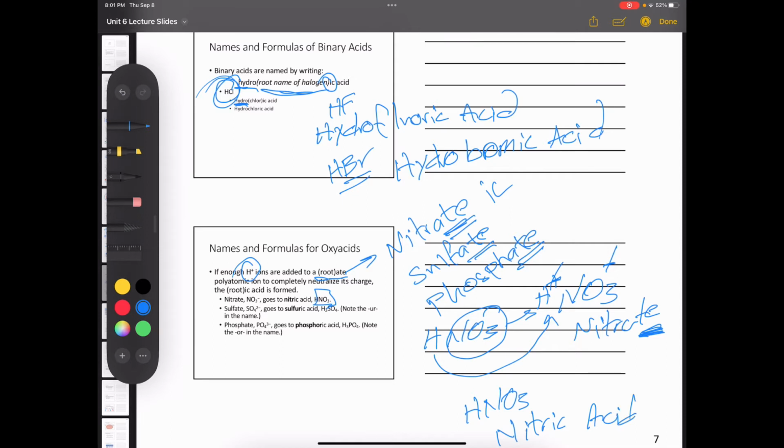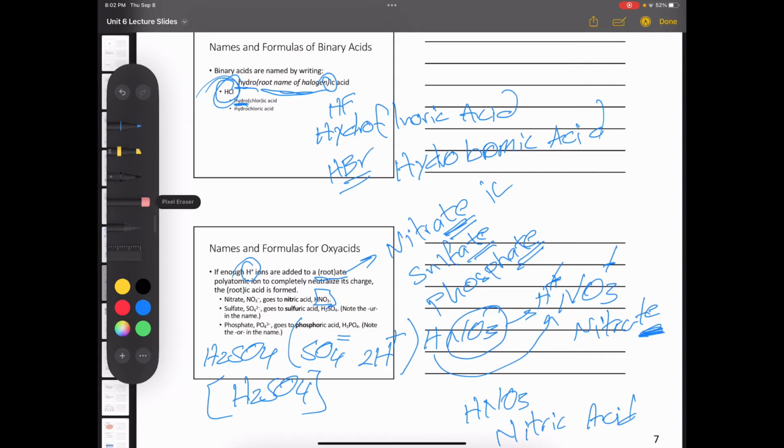Same deal with H2SO4. SO4 is the sulfate, that's the name of this polyatomic ion. If you're adding 2 H plus to make H2SO4, the total charge is neutralized. There is no charge over the H2SO4. So in this case, the ate will be dropped and replaced with ic. So we call it sulfuric acid.